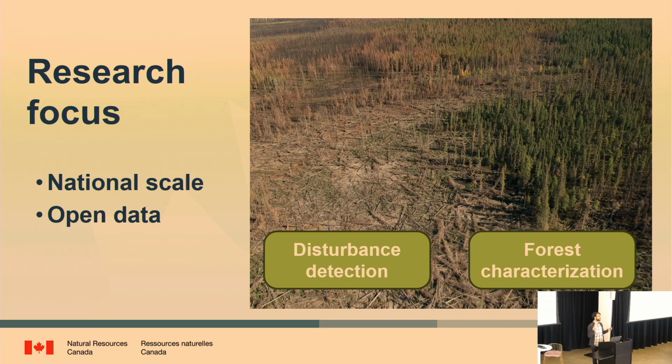Since we're a federal research center, we're focused on national level products and research projects. So we're working with satellite data and not drone data. And we're also focused on distributing open data products that everybody can use. There are two main research focuses. The first is disturbance detection. A disturbance is a wildfire, logging, insect pests, anything that directly affects the forest. And the second one is forest characterization. So what type of trees are there, what tree heights, those sorts of things.